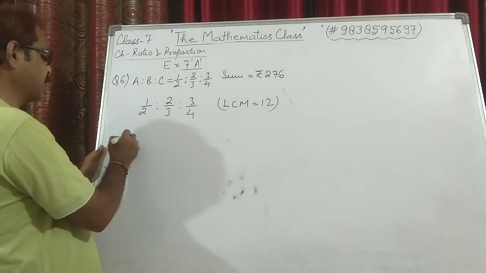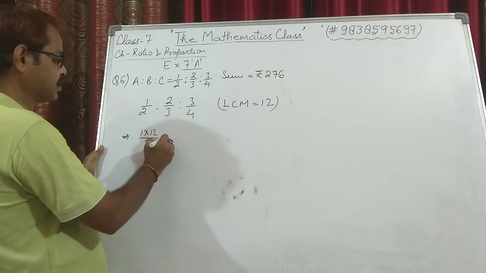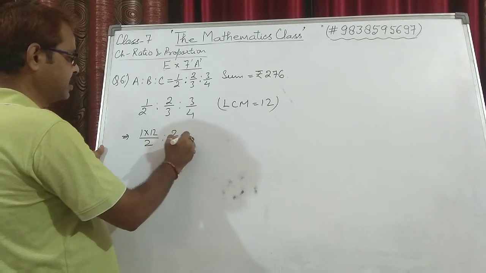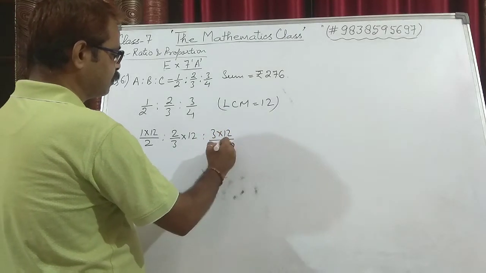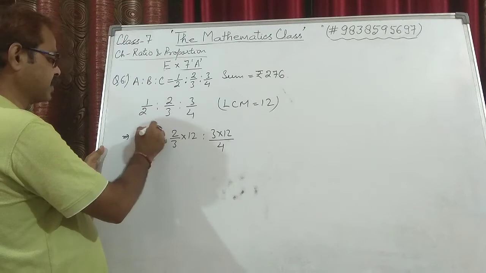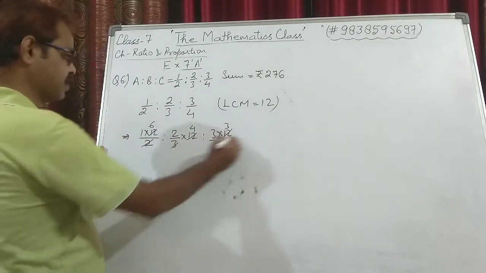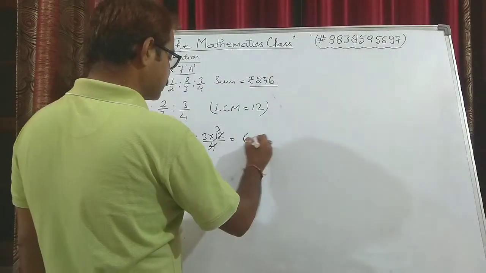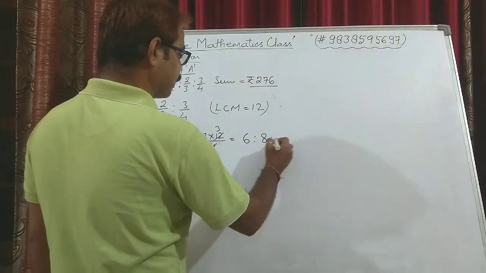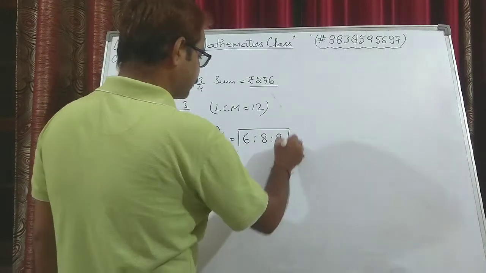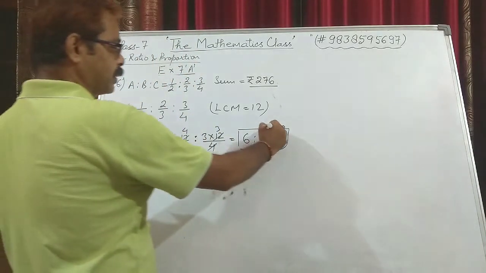So this ratio will convert as 1 into 12 upon 2 is to 2 upon 3 into 12 is to 3 into 12 upon 4. So 2 6s are 12, 3 4s are 12 and 4 3s are 12. So it becomes 6 is to 4 2s are 8 is to 9. This is the ratio. The given ratio has now been converted to this form.